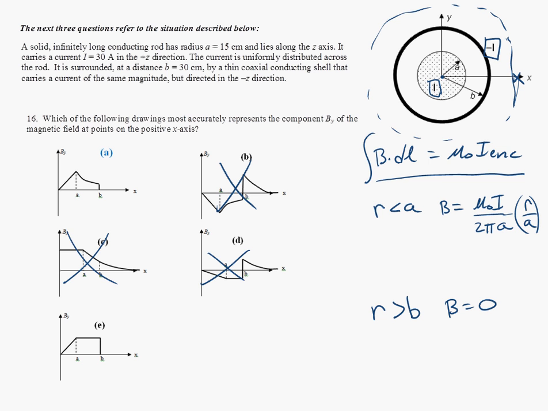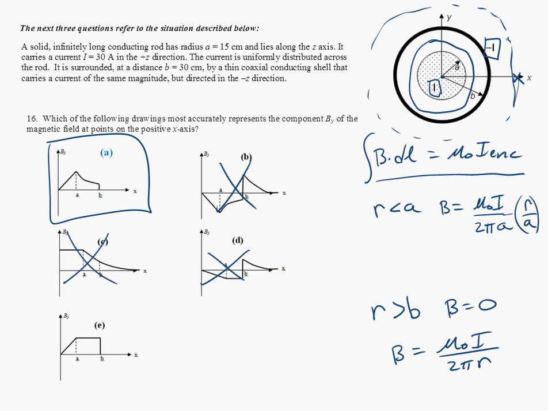And now the question is, what happens in the intermediate region? Here I'm not going to derive it, but we could just do Ampere's law with the region there, and we would find out that B in that region is going to be mu naught I over 2 pi r. You can see kind of where that comes from. And so we need it to be a. We need something that has sort of a 1 over r drop off. It's not flat.